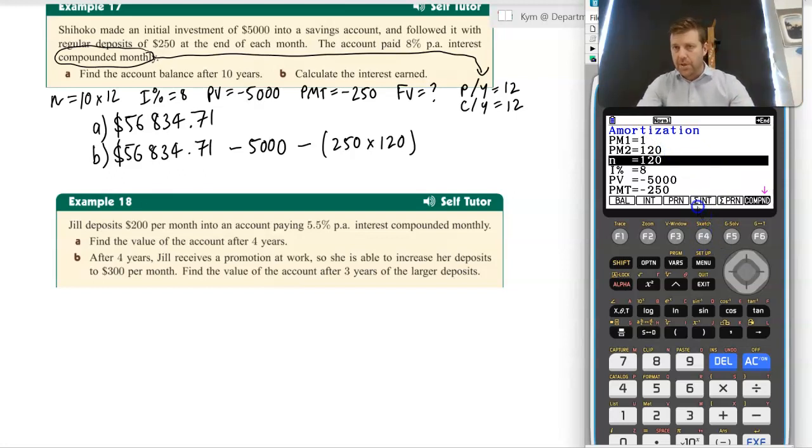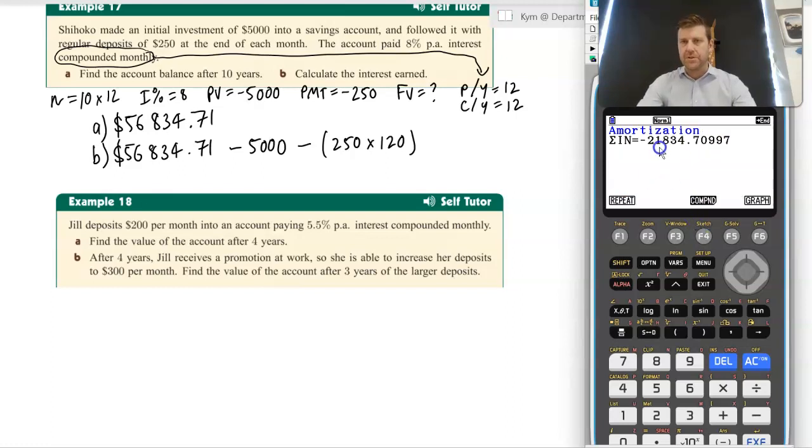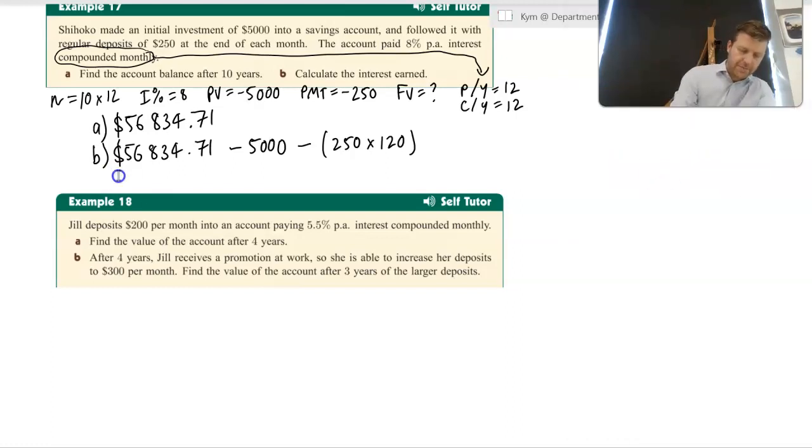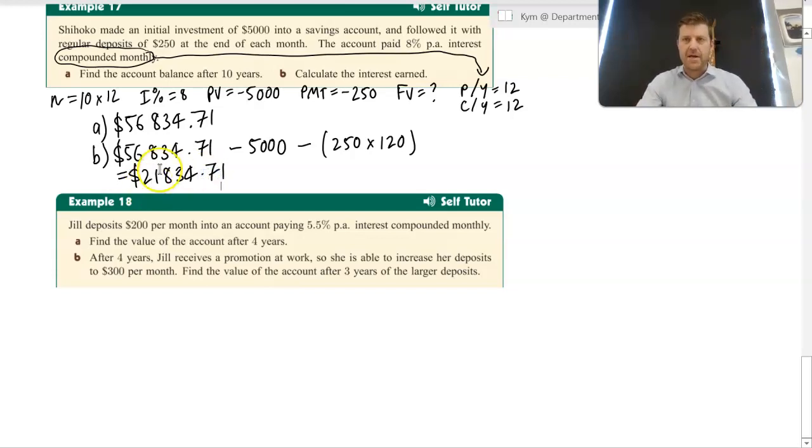I then press F4 here, which gives me the sum of total interest in that time, and it tells me that the sum of total interest is $21,834.71, meaning that the amount of money that I actually invested into that account over the 10 years, including the initial amount of $5,000, works out to be the difference between these two amounts, right? So that would work out to $35,000 that I deposited or invested over the course of the 10 years into that account, okay?